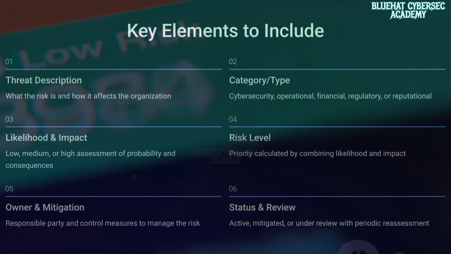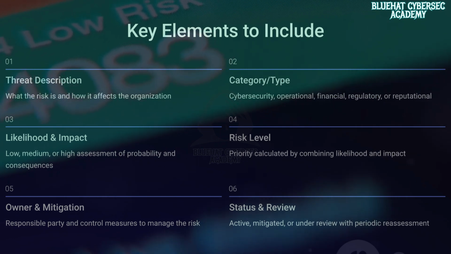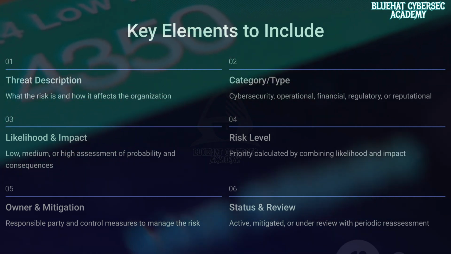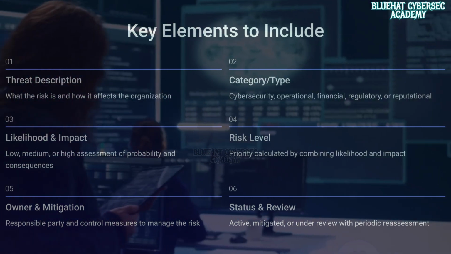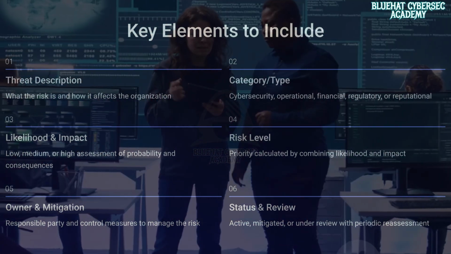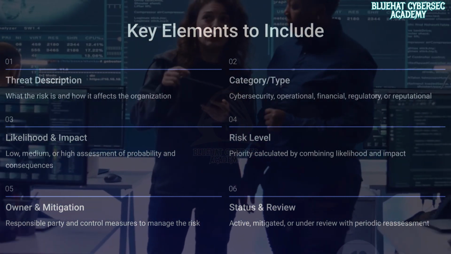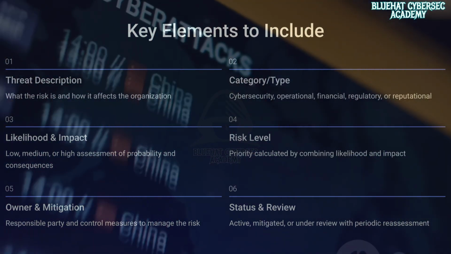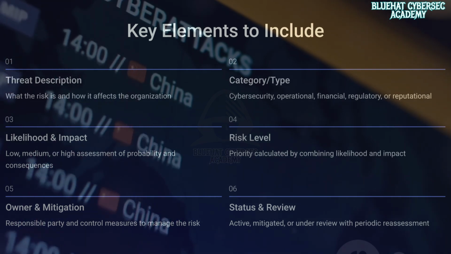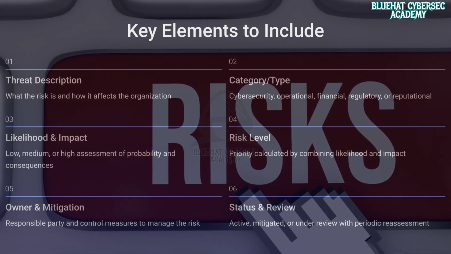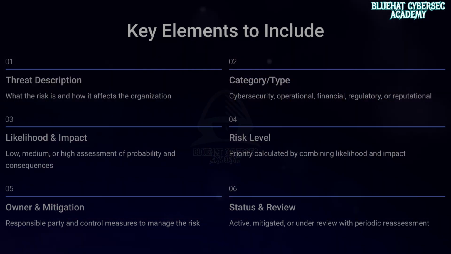From there, the risk level or priority is calculated by combining likelihood and impact, helping organizations focus on the most critical risks first. Every threat should have an owner or responsible party, along with mitigation or control measures that outline how the risk will be managed. Tracking the status, whether active, mitigated, or under review, and a review date to ensure the risk is periodically reassessed are also crucial for maintaining an effective register.